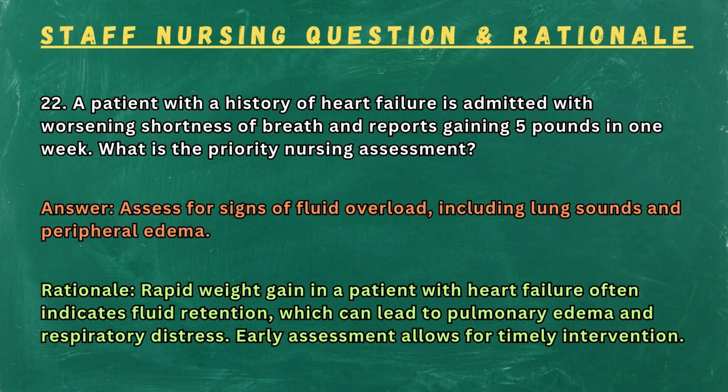22. A patient with a history of heart failure is admitted with worsening shortness of breath and reports gaining 5 pounds in 1 week. What is the priority nursing assessment? Answer: assess for signs of fluid overload, including lung sounds and peripheral edema. Rationale: rapid weight gain in a patient with heart failure often indicates fluid retention, which can lead to pulmonary edema and respiratory distress. Early assessment allows for timely intervention.